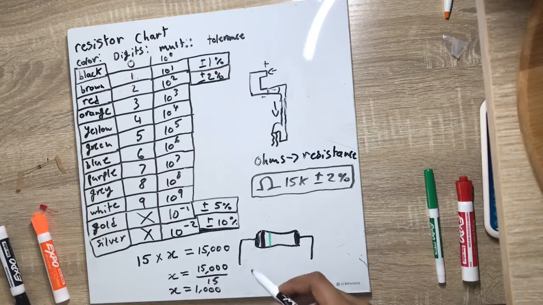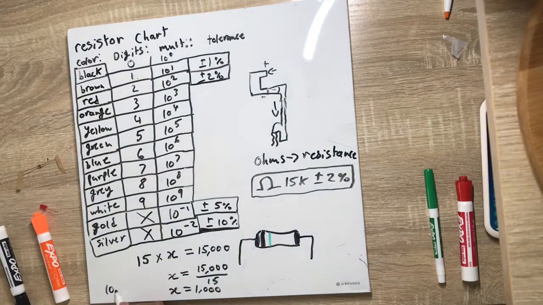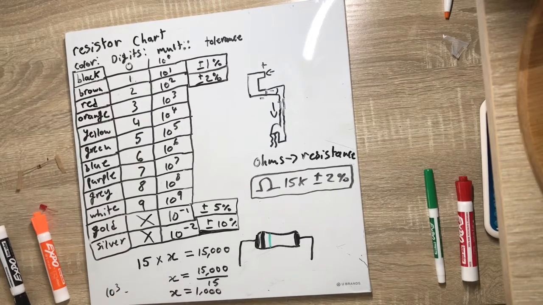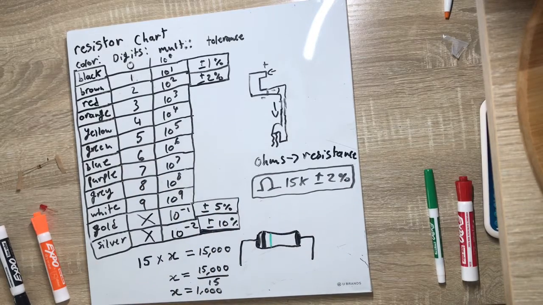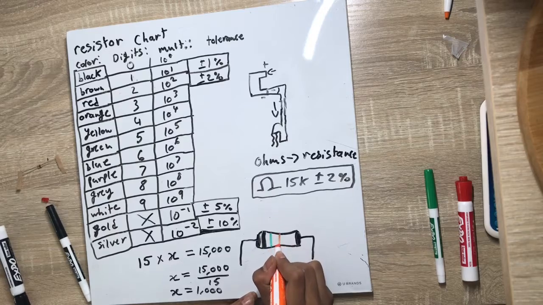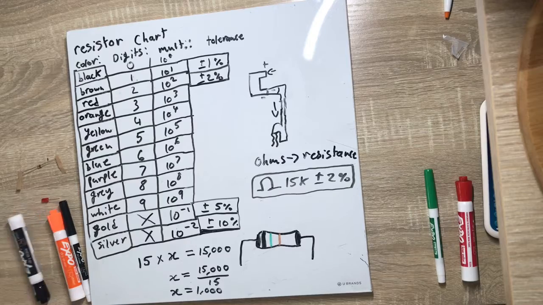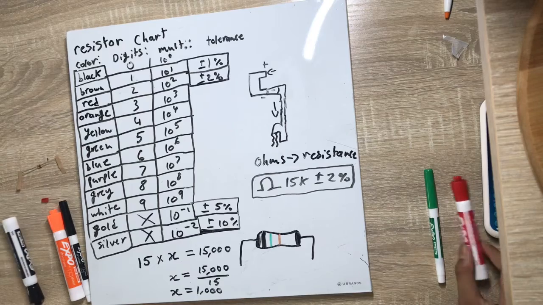So if x equals 1,000, we know that the multiplier value has to be 10 to the power of 3, because that's 10 with 3 zeros, that's 1,000. So 10 to the power of 3 is our multiplier value. We look at the chart and we see that orange is our multiplier value. So we go down here and write in the orange. Awesome.